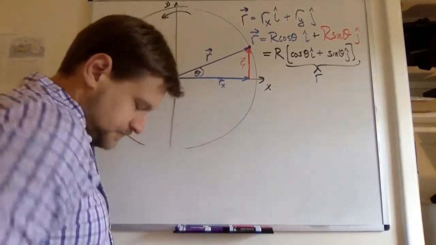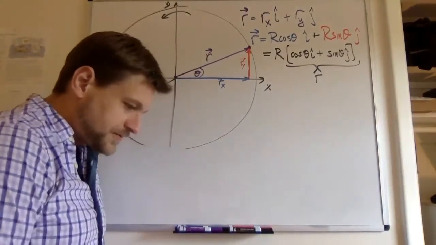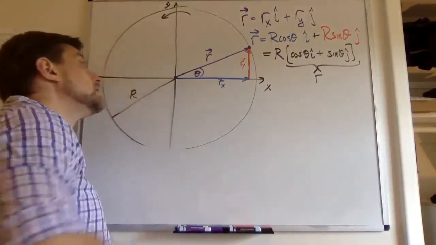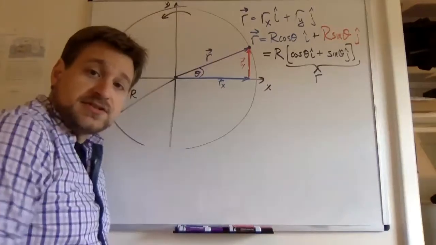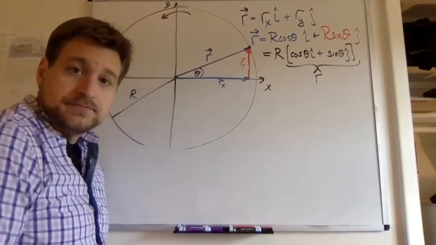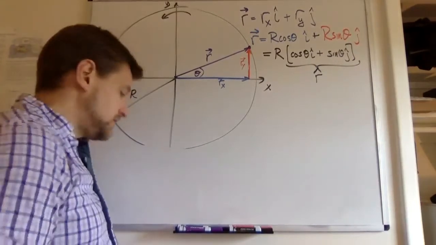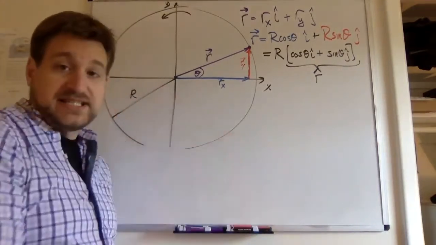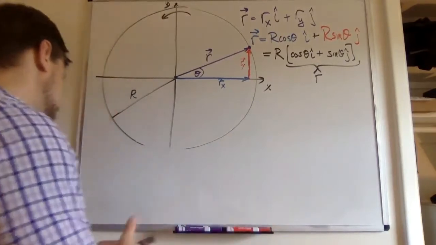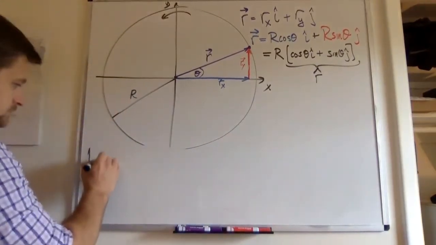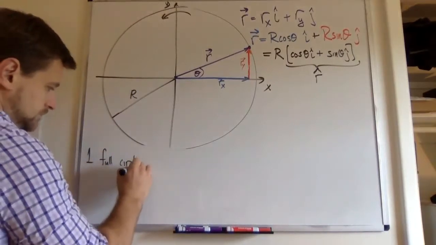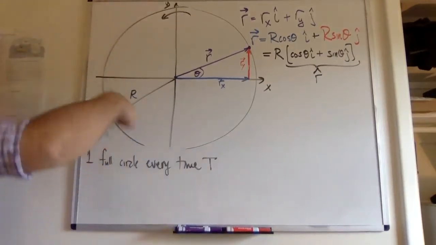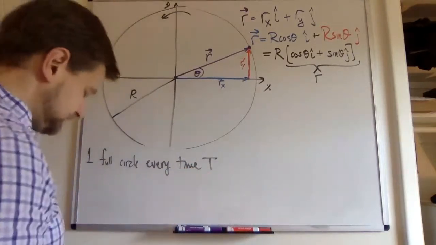For the sake of argument, at least for now, let's suppose that this motion in a circle occurs at the same speed, that every time capital T, we make one full circle.